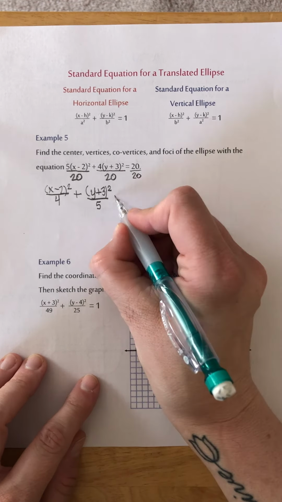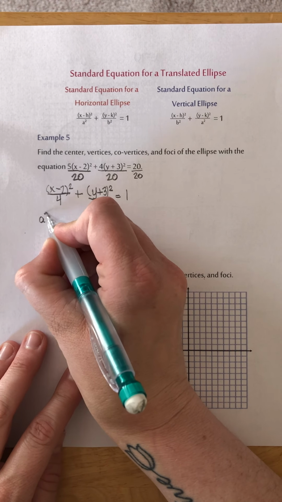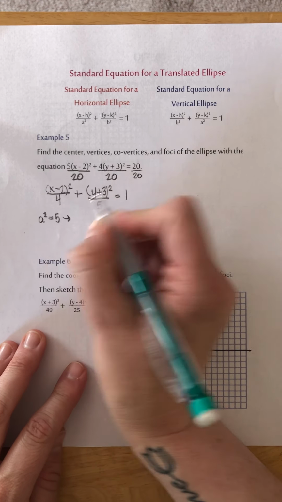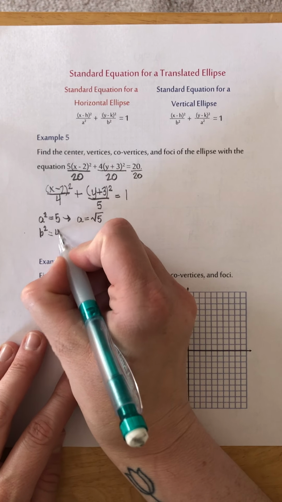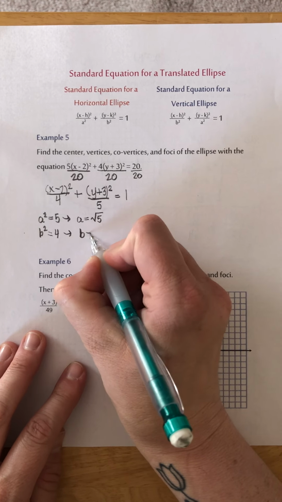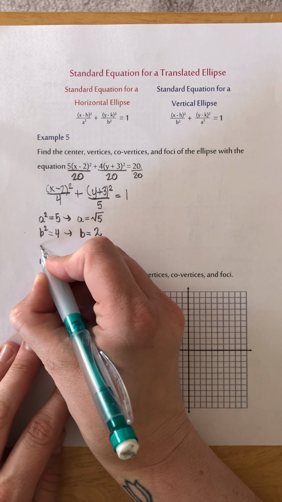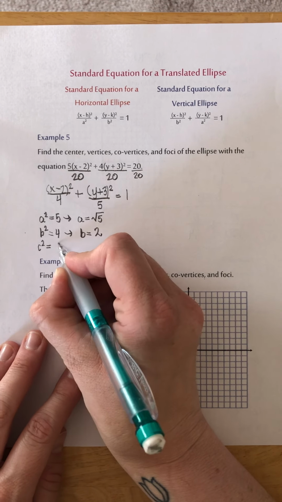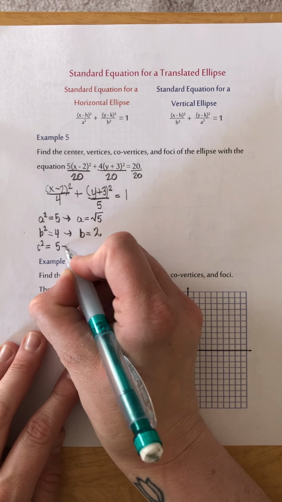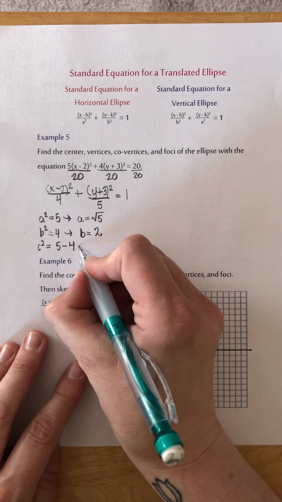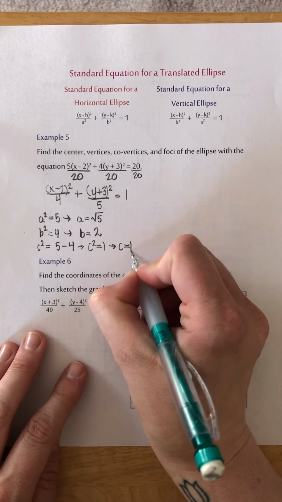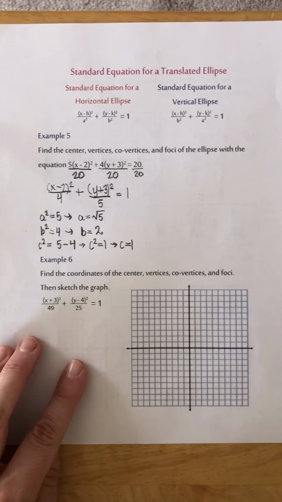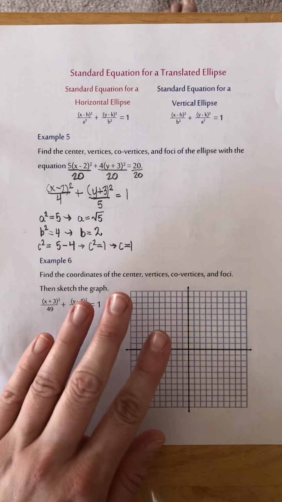All right, so a squared is always larger, and 5 is larger, so a squared is 5, which means that a is the square root of 5. b squared is your smaller denominator, so b squared is 4. That means that b is 2. Now I'm going to use the formula c squared equals a squared minus b squared, which means that c squared equals 1, which tells me that c also equals 1. So we have our values for a, for b, and for c.